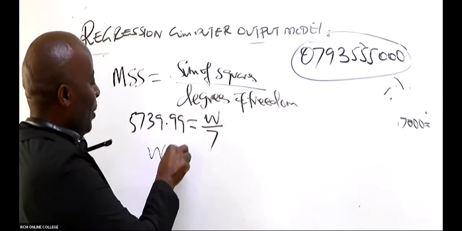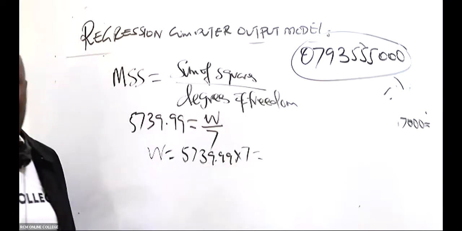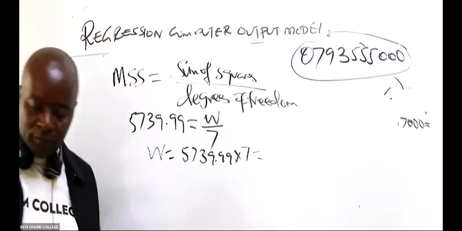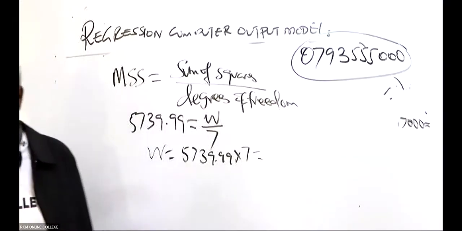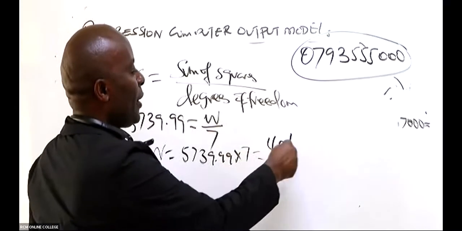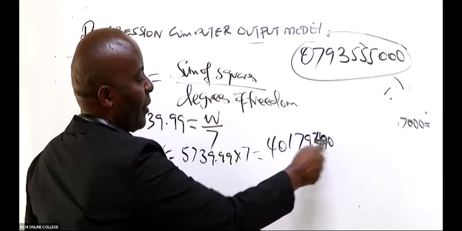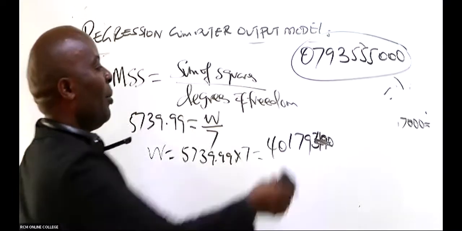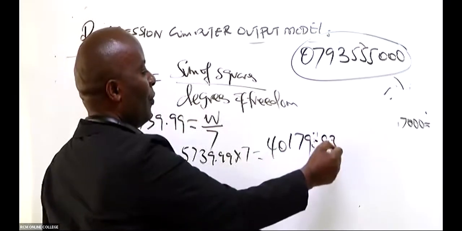So then W will be 5739.99 times 7, which approximately gives us what figure? 4179.93, isn't it? 0.93. Thank you very much.